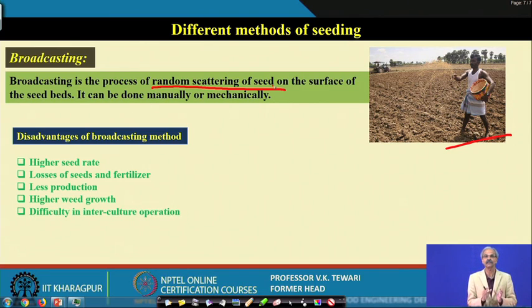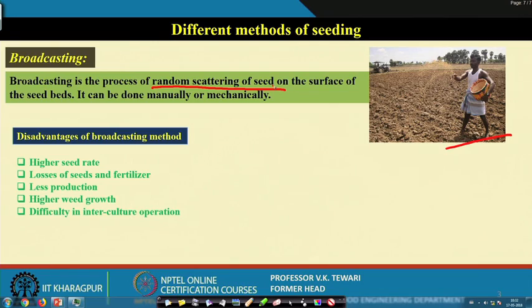Now, what are the disadvantages of that? In fact, it will have the same disadvantage which we talked of as the advantage in the previous slide. Higher seed rate, definitely. You will not know how much to be sown where and what exactly should be the optimum value of the seed rate. So you will put somewhere more, somewhere less, because it is all manual and random. Therefore, there will be loss of seeds, unnecessary seeds. If you are throwing fertilizer along with that, it will also be a loss. There will be production loss, then higher weed growth.